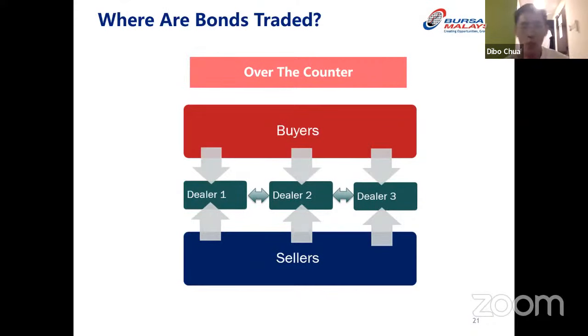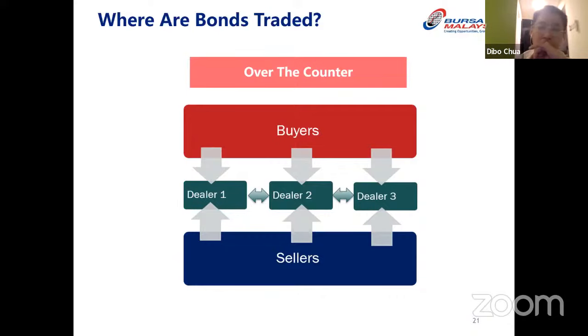Then where are the bonds actually traded? In Malaysia, most of our bonds trade over the counter. So what does over the counter mean? It means by offline method. You only get the bonds when you actually go to the bank and ask the bank about it. We don't really have a platform to show all kinds of bonds, where you can just Google it and trade, something like that.